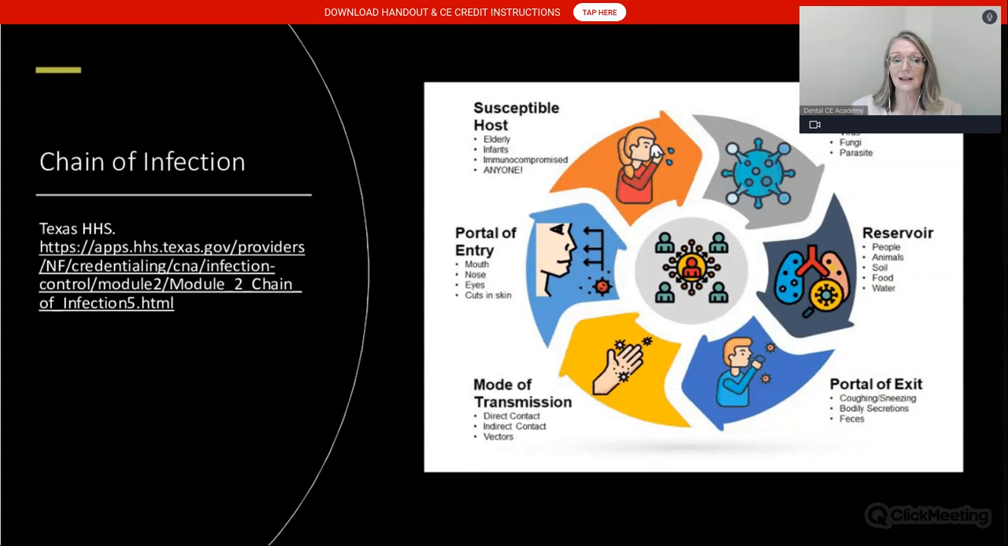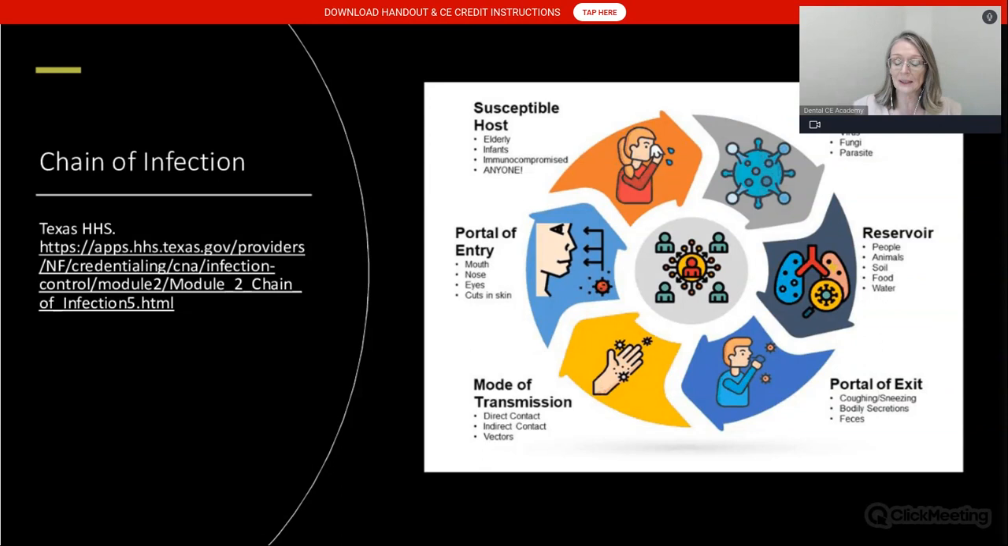So if you just took the infection control on Saturday, this is going to be a 10-second review. But all of the links here are important. And again, if we can disrupt at least one or more of these links, we can prevent infection transmission from occurring. So we need a pathogen, right? We need bacteria, virus, fungi, parasites. We need a reservoir. That can be humans, animals, soil, food, and water, where that pathogen lives and multiplies.